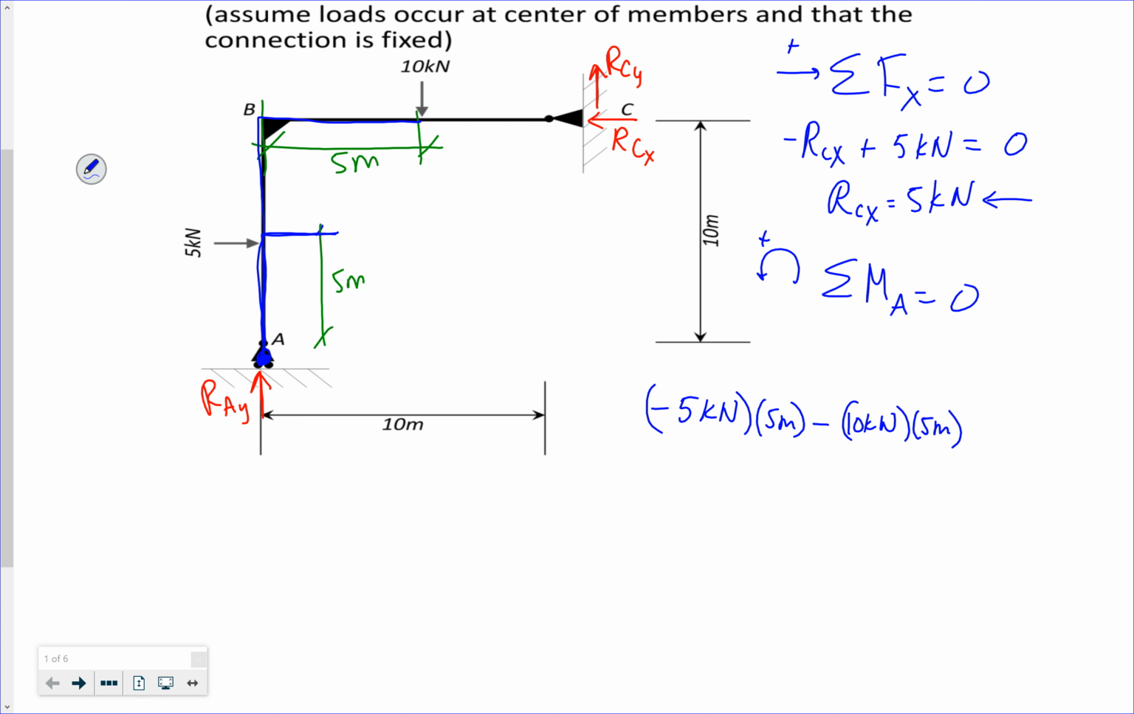And then in the positive direction, I have my RCY acting at 10 meters, and my RCX acting at 10 meters counterclockwise, so it's positive. Right.